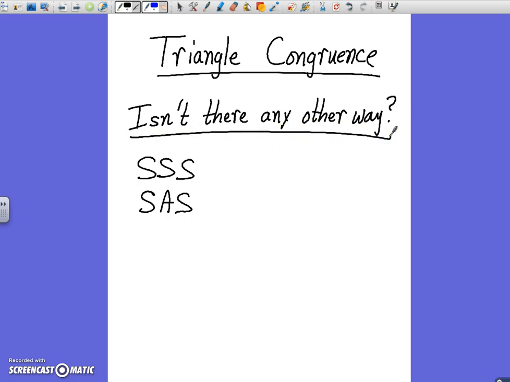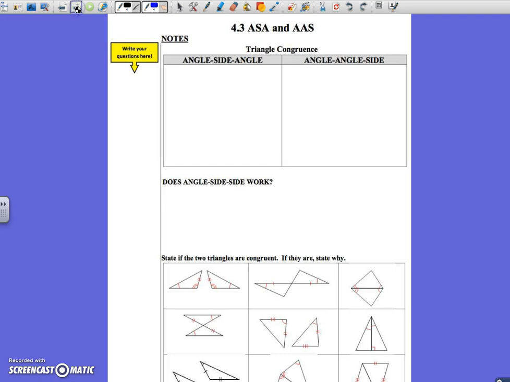There's got to be more hope. There's got to be something else for us. And the good news for you is the answer is yes. We're going to look at tonight a couple of other ways, some more shortcuts to triangle congruence. So let's jump right in here and talk about these.